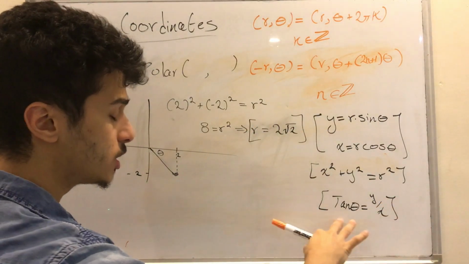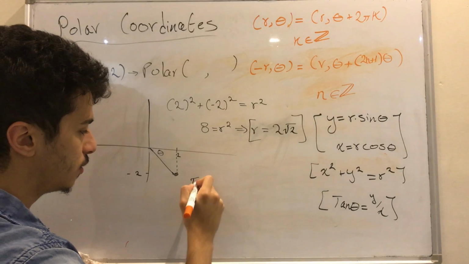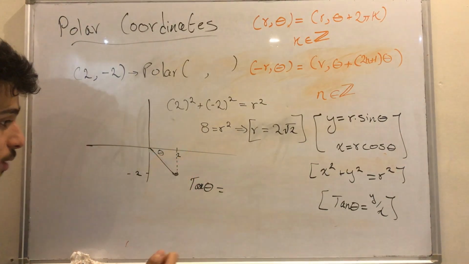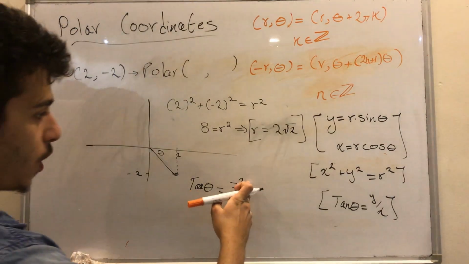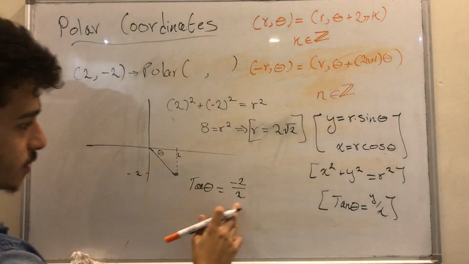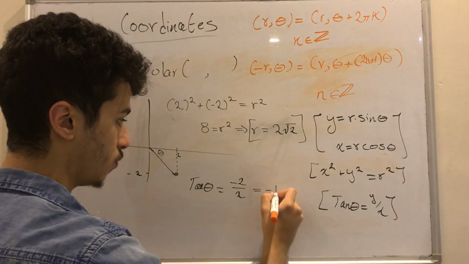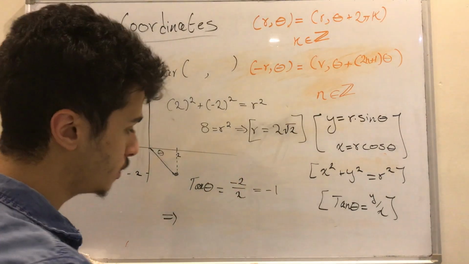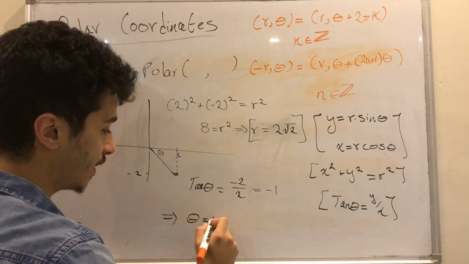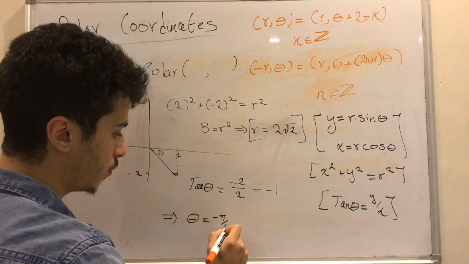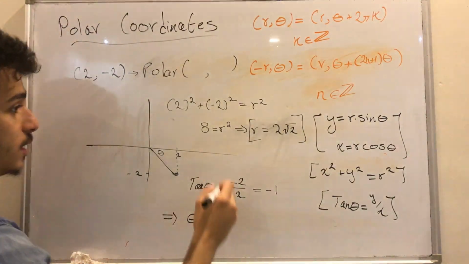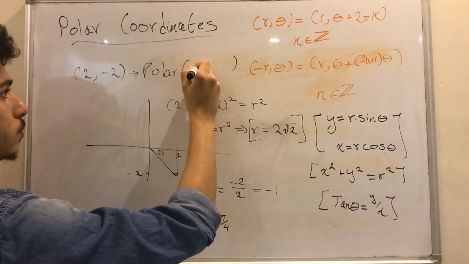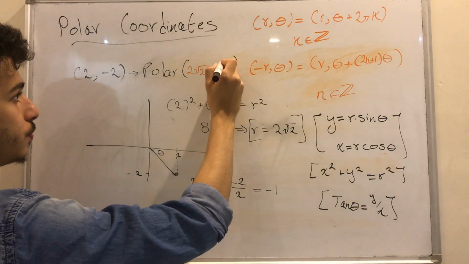And for the angle, I'm going to use this identity. Tan theta is equal to y over x, which is -2 over 2, since y is -2 and x is 2. And this is equal to -1. Taking arctan on both sides, you'll find that theta is -pi over 4. So putting it together, we'll find that our point is (2 root 2, -pi over 4).